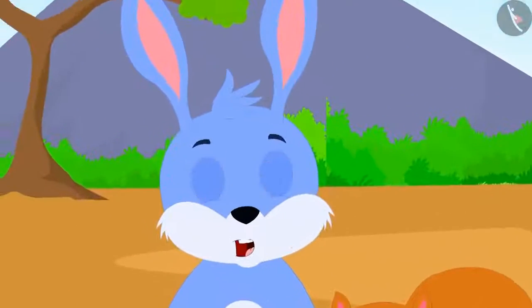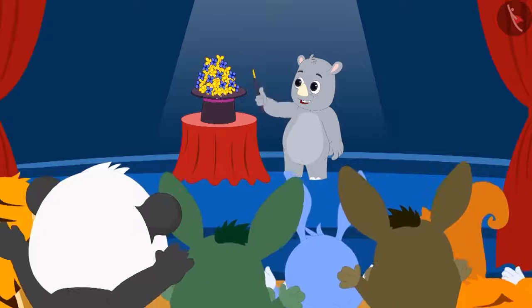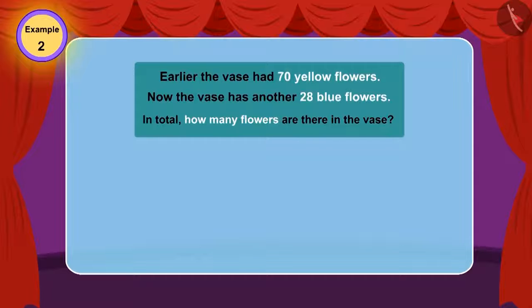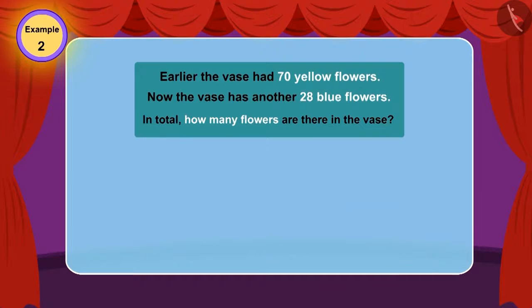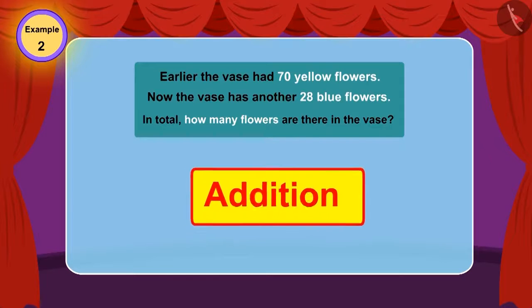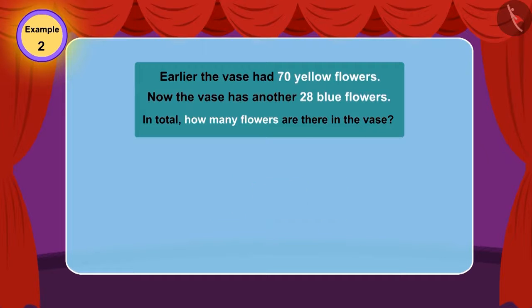Everyone was surprised how Gaggu did this magic. They clapped really hard. In the flower vase earlier, there were 70 yellow flowers. Now, in the flower vase, there are 28 flowers more. Now, how many total flowers are there in the vase? Children, can you tell whether in this question we will use addition or subtraction?